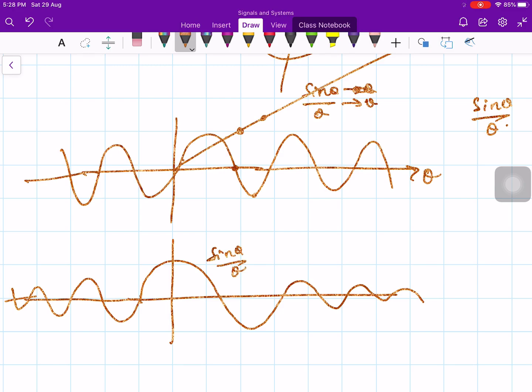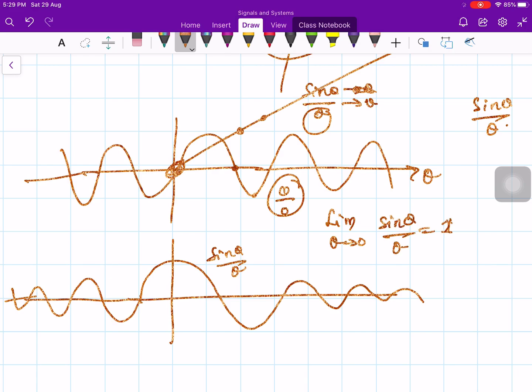If you divide by theta, then the amplitude diminishes. We can see that as theta increases, the amplitude of the oscillation decreases. Why? Because theta is coming in the denominator. On the other hand, when theta equals 0, it is 0 by 0, which is undefined. You have to take the limit as theta goes to 0 at this point in the origin. When theta goes to 0, sine theta by theta becomes 1.